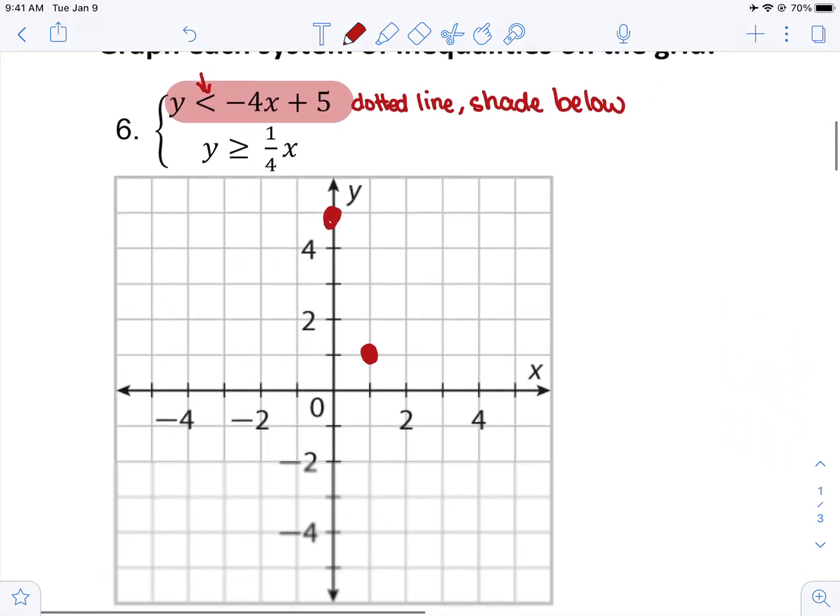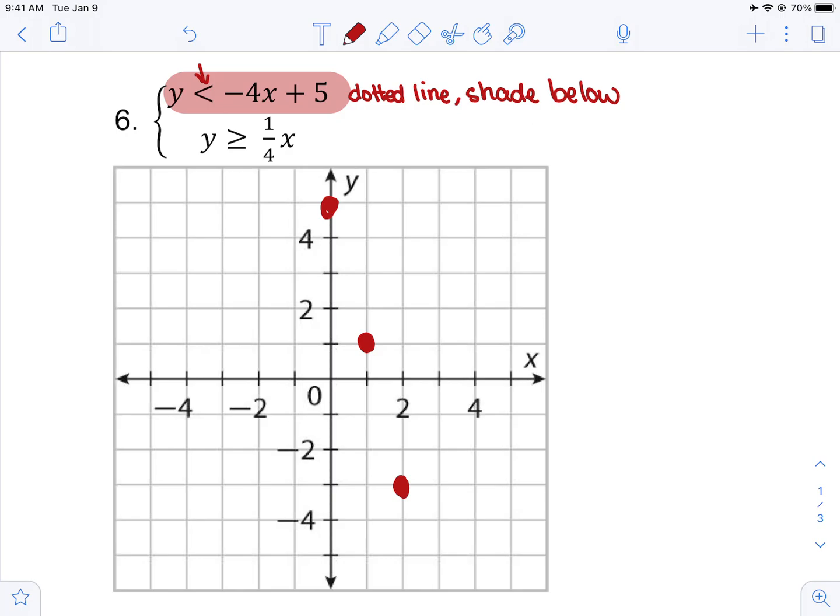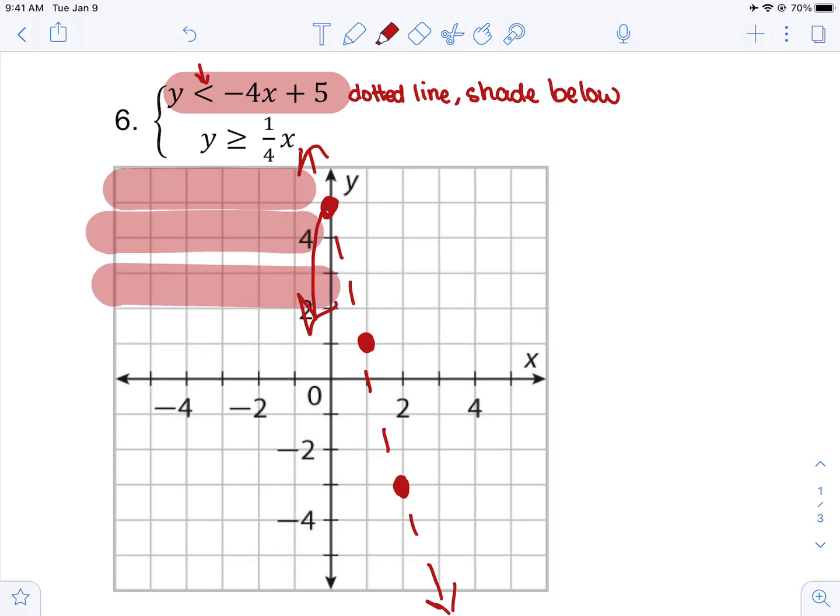So when I connect my points, I need to make sure that I'm connecting them with a dotted line. So it's going to look like this. And then I need to shade below. So I'm going to put my pen on the y-intercept and I'm going to go down. That's below. So this is the area I'm going to shade.